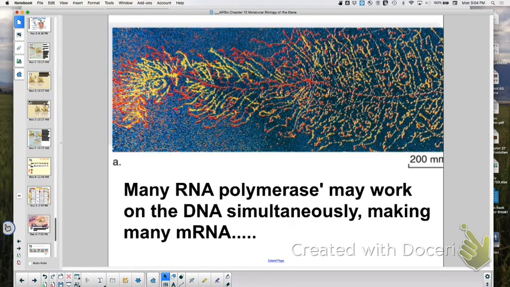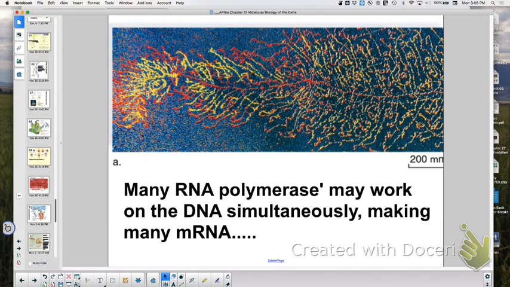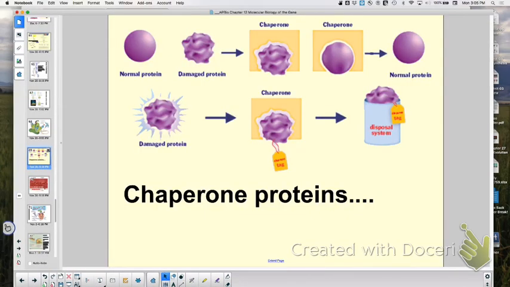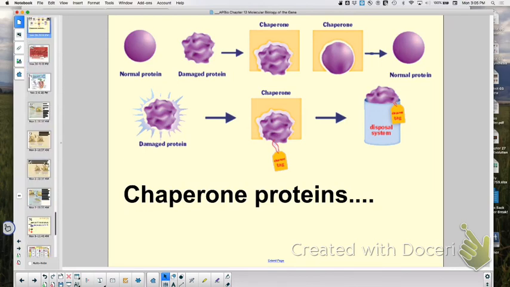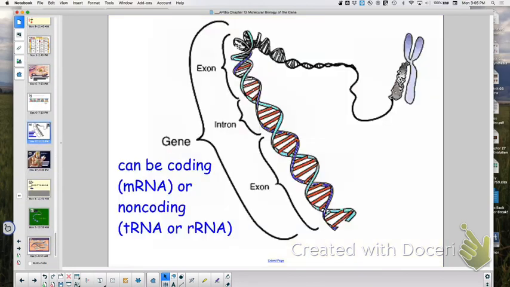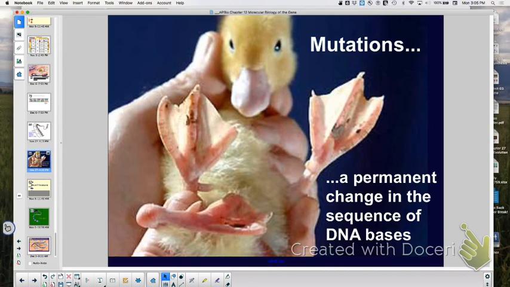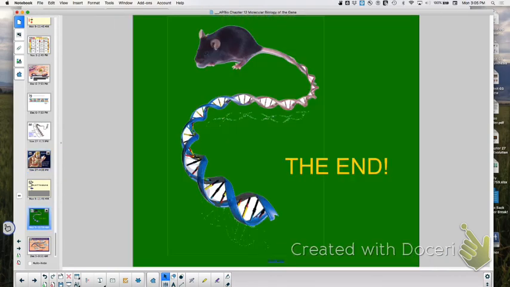Okay, and then I think I talked to you about the chaperone proteins folding. That would be important. And then the DNA, you have coding and non-coding regions. The only part that's coding is mRNA, right? Does that make sense to you? That's the only coding. tRNAs and rRNAs are non-coding portions of the DNA. Still critical, but you don't translate it into any kind of phenotype. And then if it gets screwed up, you have mutations. And then that is the end.